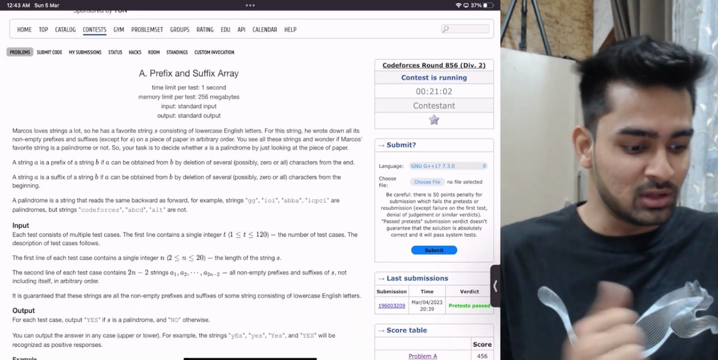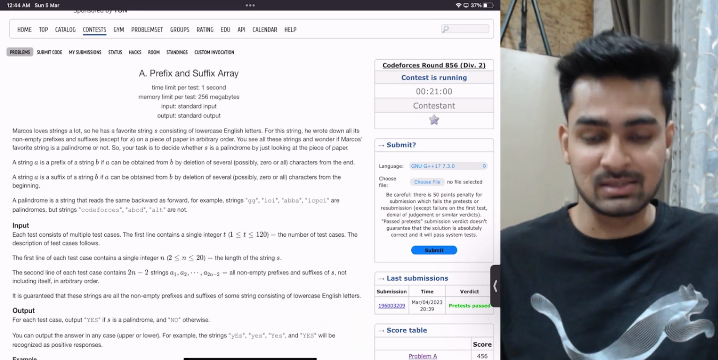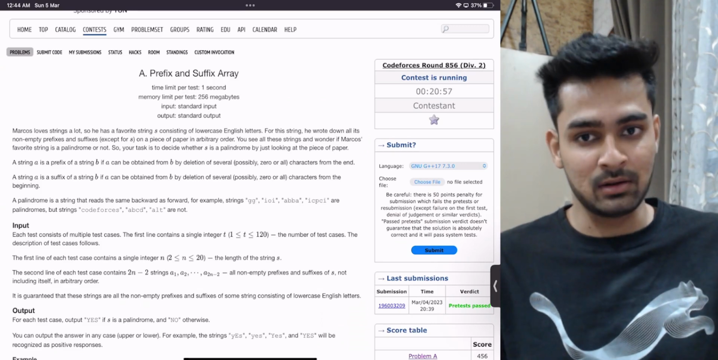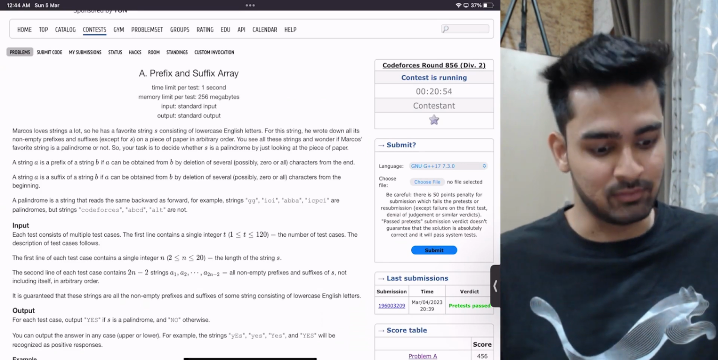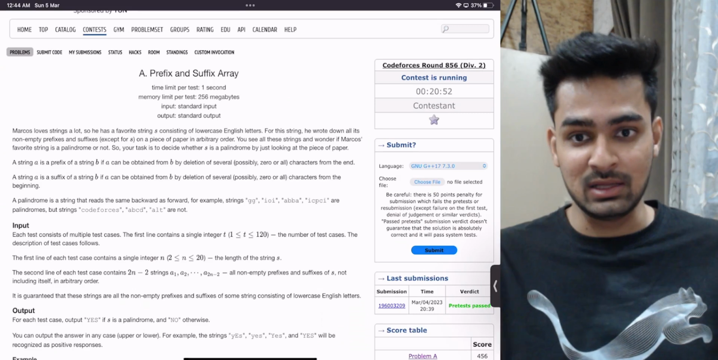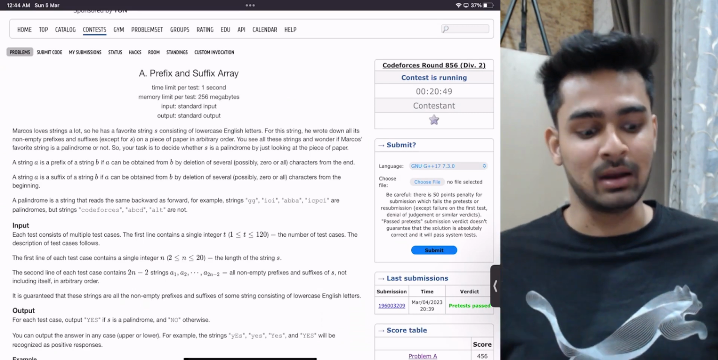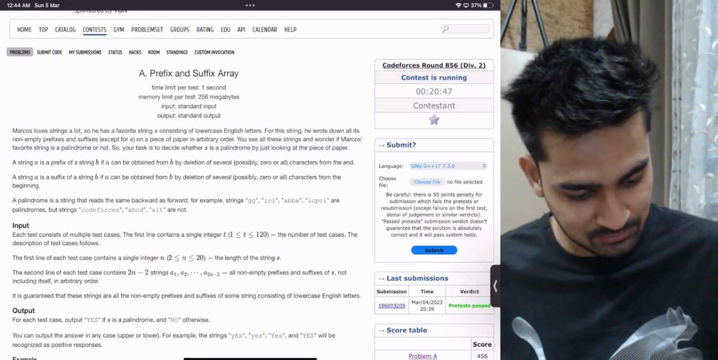All right, so you see all these strings and wonder if Marcos's favorite string is a palindrome or not. A palindrome is nothing but a string which can be read in the same way from forward to backward and backward to forward. So we need to decide if the initial string that Marcos had was a palindrome or not.